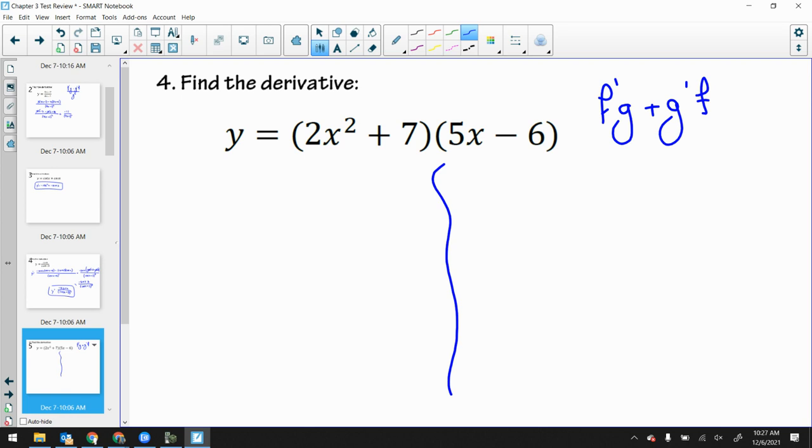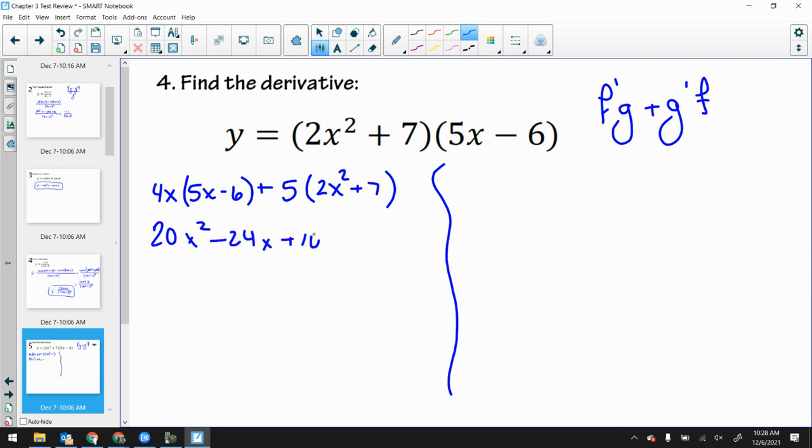The derivative of f is 4x, right? The 7 will go away, bring the 2 down in front. 2 times 2 is 4, 4x, and then we have times the original g, 5x minus 6, and then we have plus g prime. Well, g prime is just 5. And then f is 2x squared plus 7. All right, let's multiply in. That gives us 20x squared minus 24x plus 10x squared plus 35. And then that gives us 30x squared minus 24x plus 35. That looks like y prime.